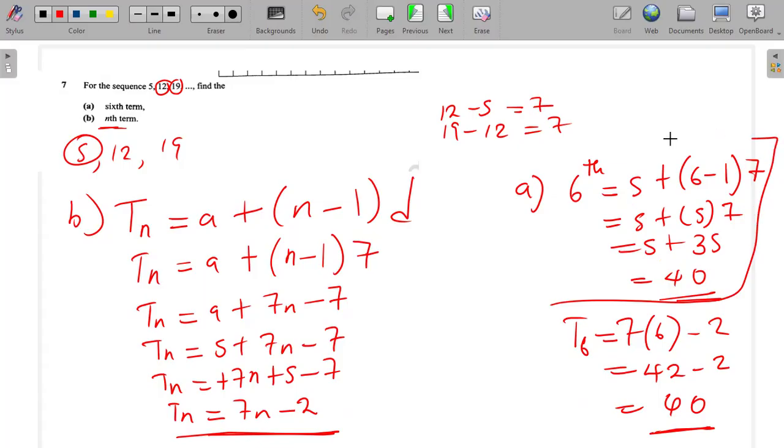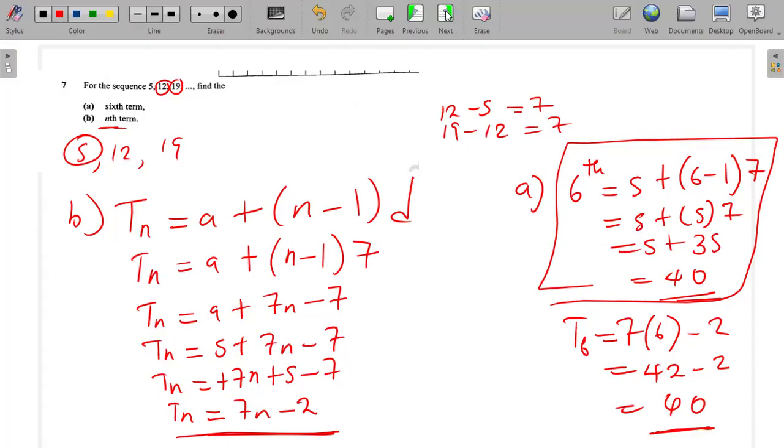So this is the sixth term that we are using. Immediately when you come up with the expression, you can just replace the value of n. You know that you are looking for the sixth term, with 6 there, then you should be able to find the answer. Or if you want, you can use the equation that you've been given directly to find the sixth term. Either way, it's going to be correct.